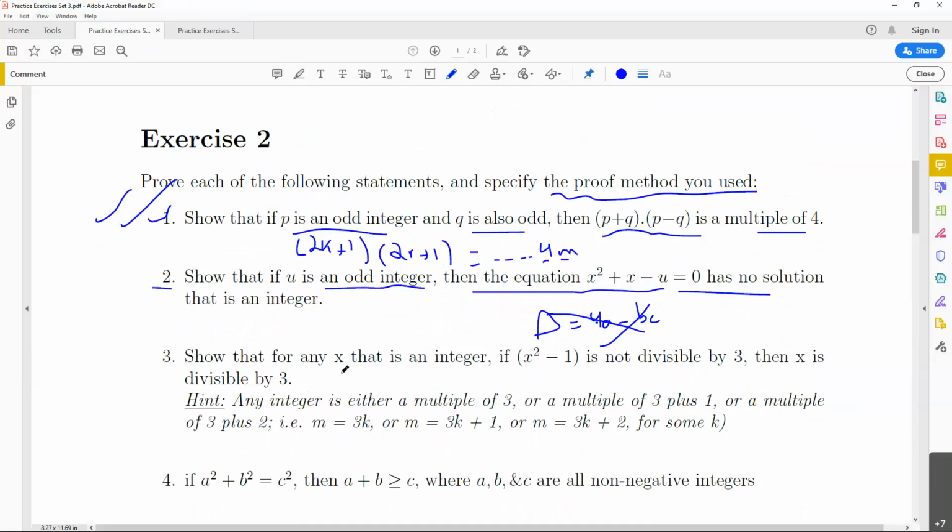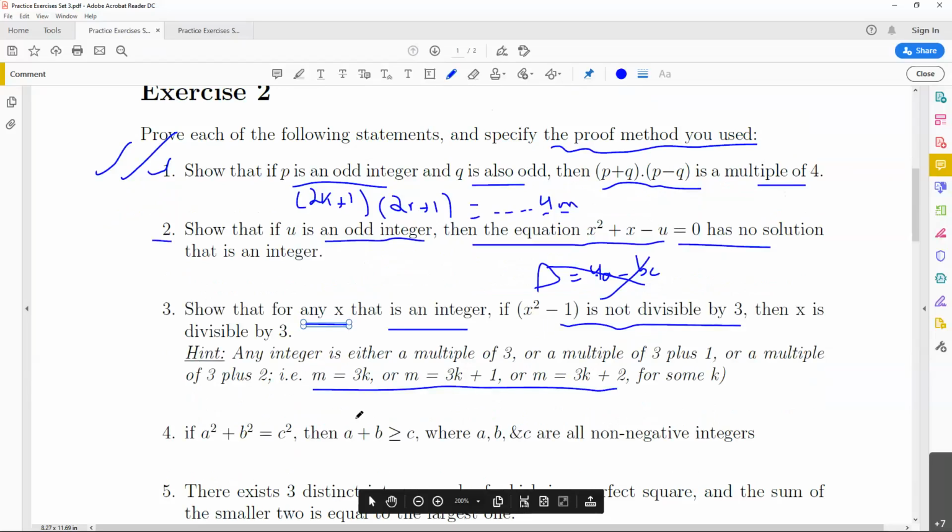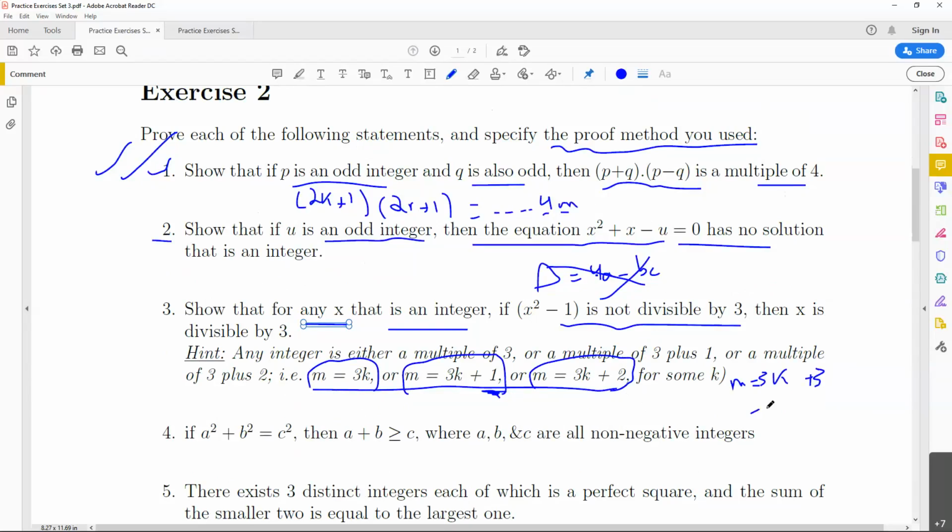Part three, show that for any x that is an integer, if x squared minus 1 is not divisible by 3, then x is divisible by 3. Hint, what does it mean to be divisible by 3 or multiple of 3? Then it means this. Any integer is either going to be a multiple of 3, so it equals 3k, or there's going to be a remainder of 1 after you divide by 3, or a remainder of 2. There can't be a remainder of 3 because, hey, 3k plus 3, just take 3 in common, and you're back to the first case.